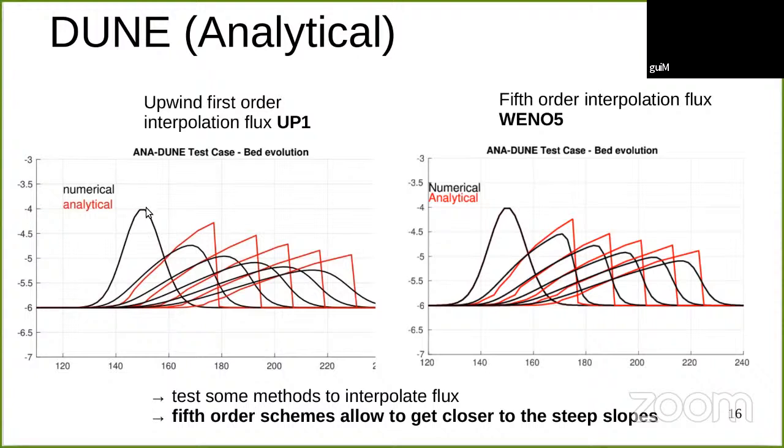And in the solid black line, you have the result using interpolation flux with first order, and on the right, the 5th order. And you can see easily that you have a better result there. The 5th order gets closer to the steep slopes, as you can see. So it's interesting to test some different interpolation flux methods.